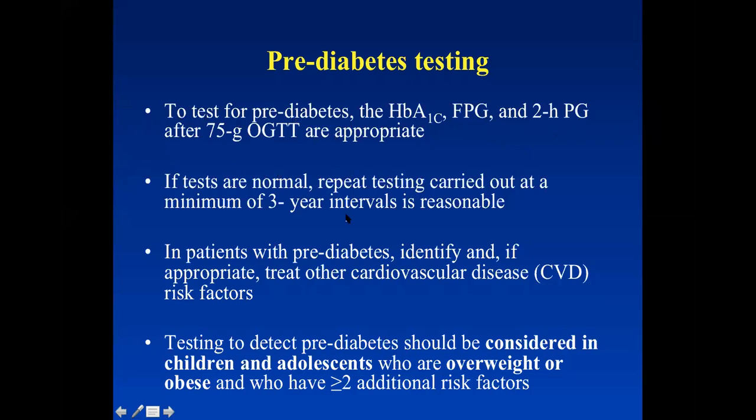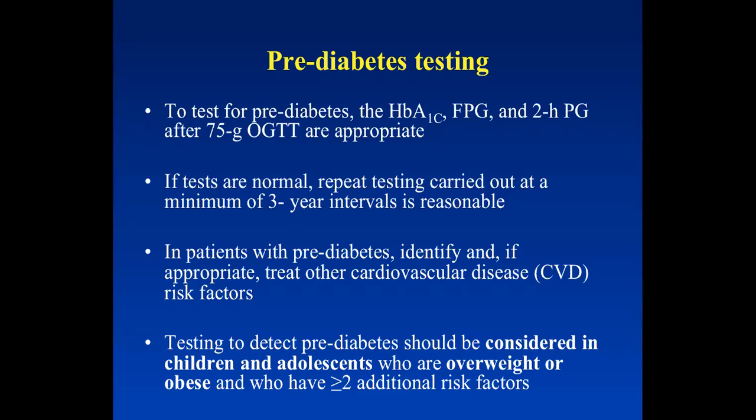Okay, if tests are normal, you need not retest before usually 3 years. So you test the patient again after 3 years. Okay, if the patients fall in the pre-diabetes range, you identify that, look for other risk factors like cardiovascular risk factors, and then if necessary treat them or try and advise the patient to reduce the risk factors.